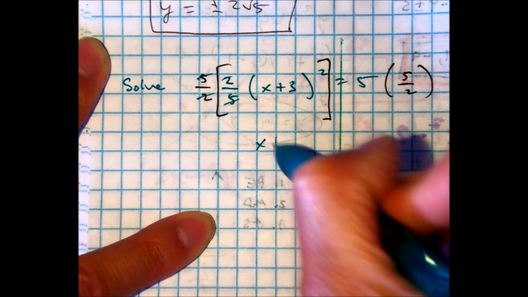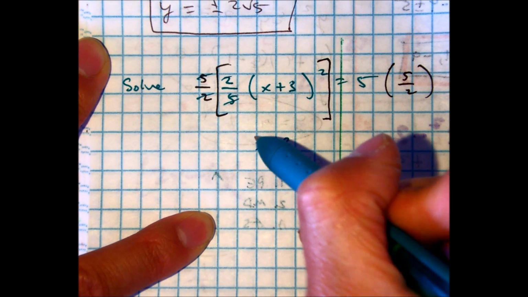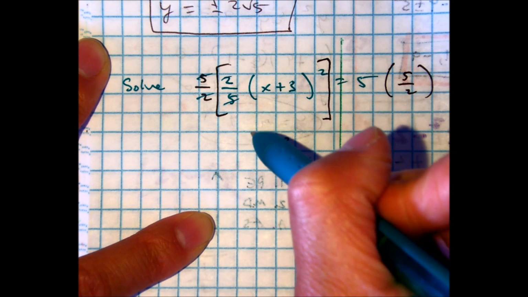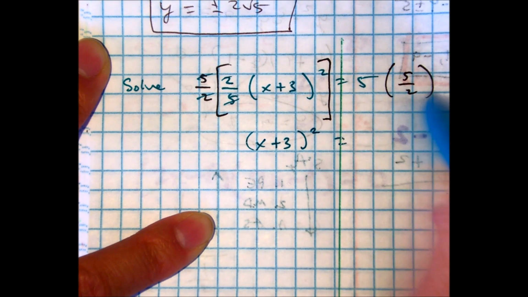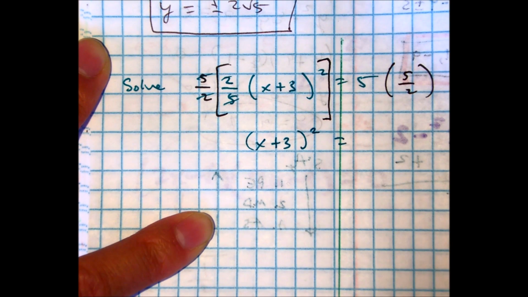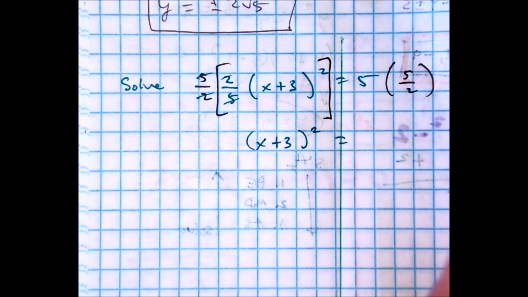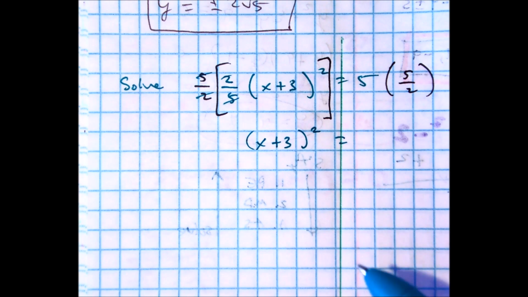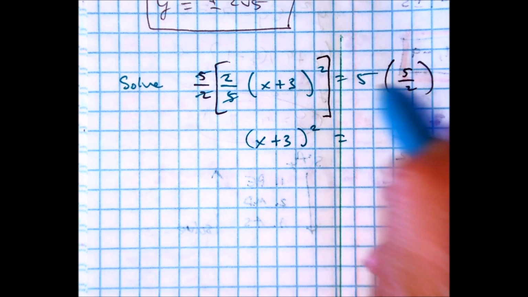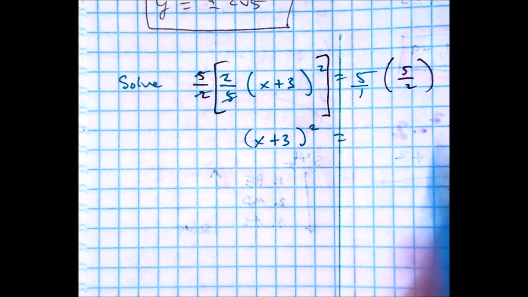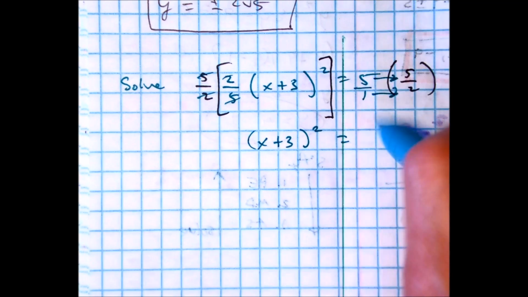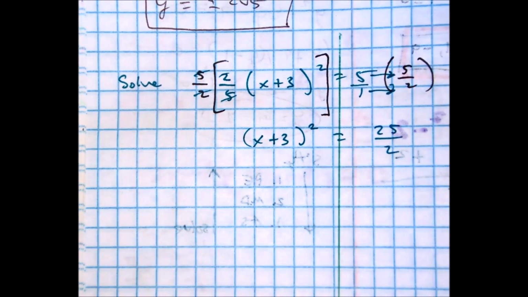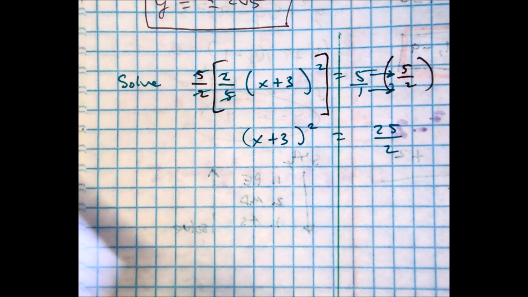X plus, and the other stuff? Parentheses, 3. And how about over here? You can multiply across. What do you get? 25 over 2. Sophie, what's next?